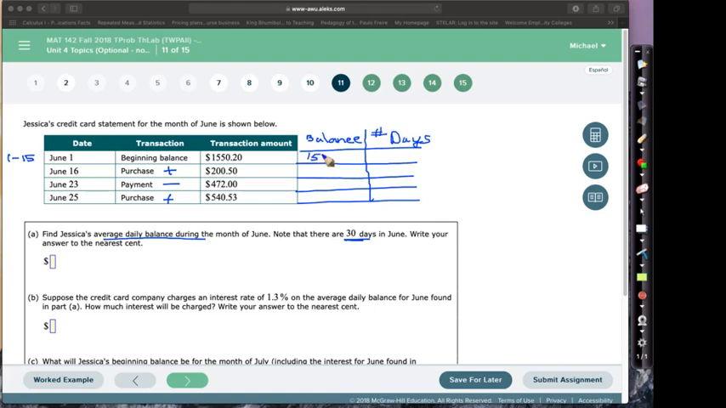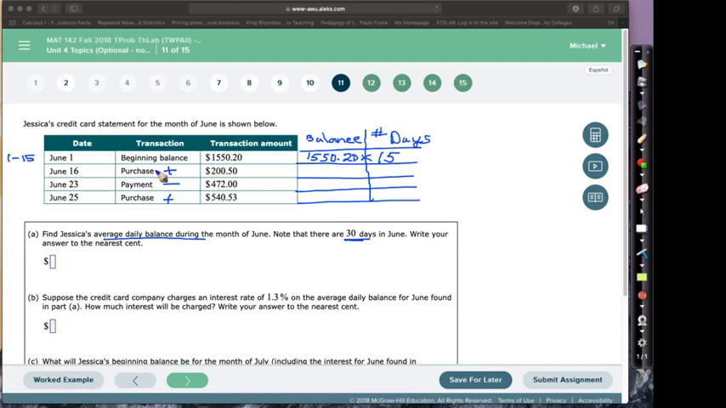So 1550.20 times the number of days, and 15 is 1, 2, 3, 4, 5, 6, 7, 8, 9, 10, 11, 12, 13, 14, 15. That's 15 days. And you didn't really see on the camera because it's not showing, but yes, I did use my fingers. Count the fingers, that's what they're for, right?